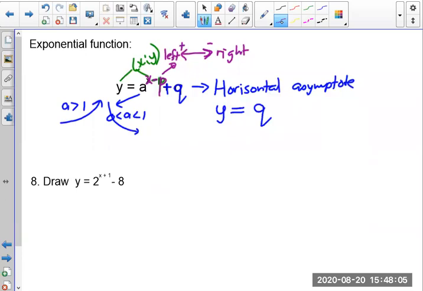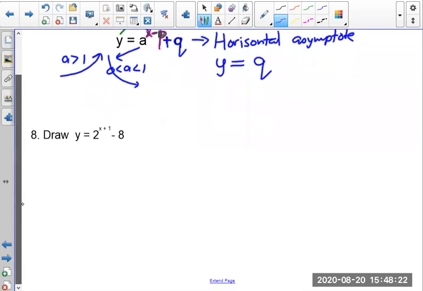It's not an asymptote. Remember, it's not an asymptote because the exponential graph does not have a vertical asymptote. And the only way that you will see that the graph moved is with the y-intercept. And you don't have to worry about that because you're going to calculate that.